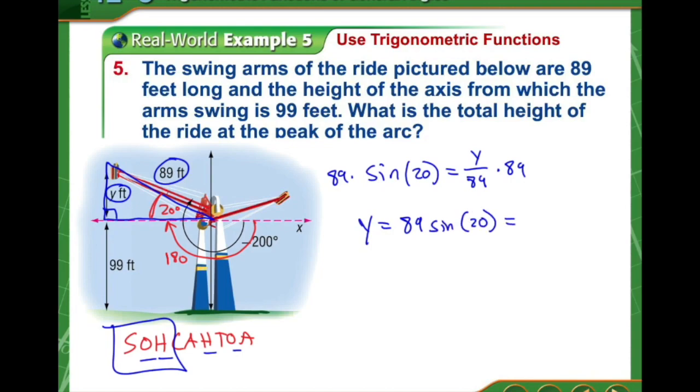Comes out to be about 30.44. And so our height is going to be that 30.44 plus the 99 we already know is the axis point. So when we add those up, we get our height of 129.44 feet.